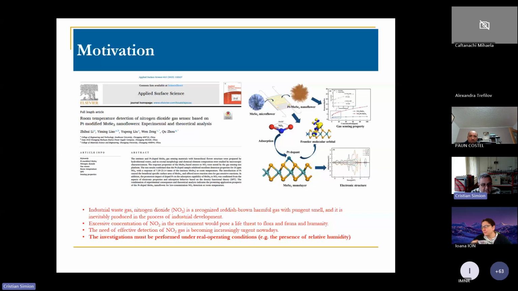like these Chinese guys here, who claim that they have made it to detect NO2 at room temperature, but without taking into consideration the in-field conditions. What I mean by in-field conditions is the presence of relative humidity, which is the main interfering gas, and the other target gases, which might be present also in the field, like CO2, H2S, methane, or ammonia, and so on and so forth.